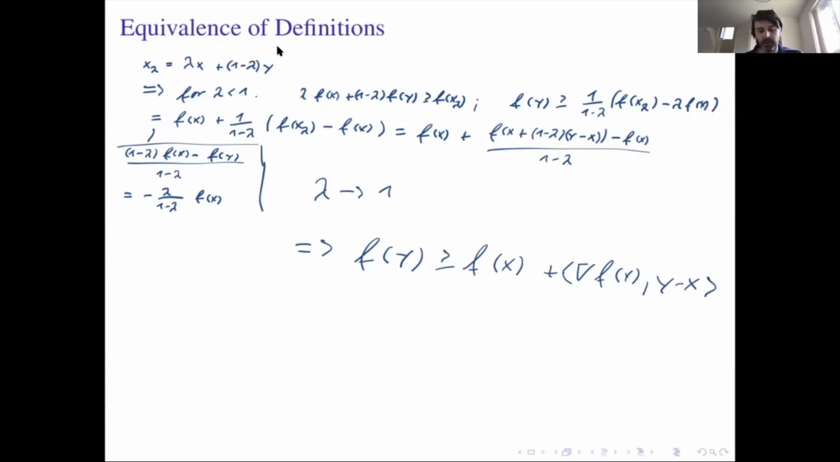So essentially you introduce the point on the line here, manipulate a bit the equations, but nothing really fancy going on. Essentially you start off with the first definition, rearrange, take the limit, and you go to the second definition.